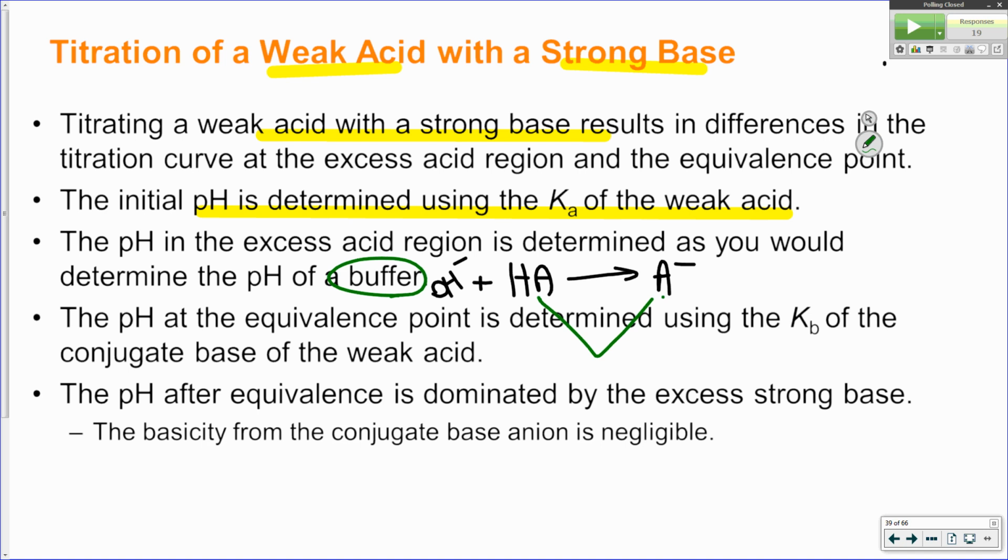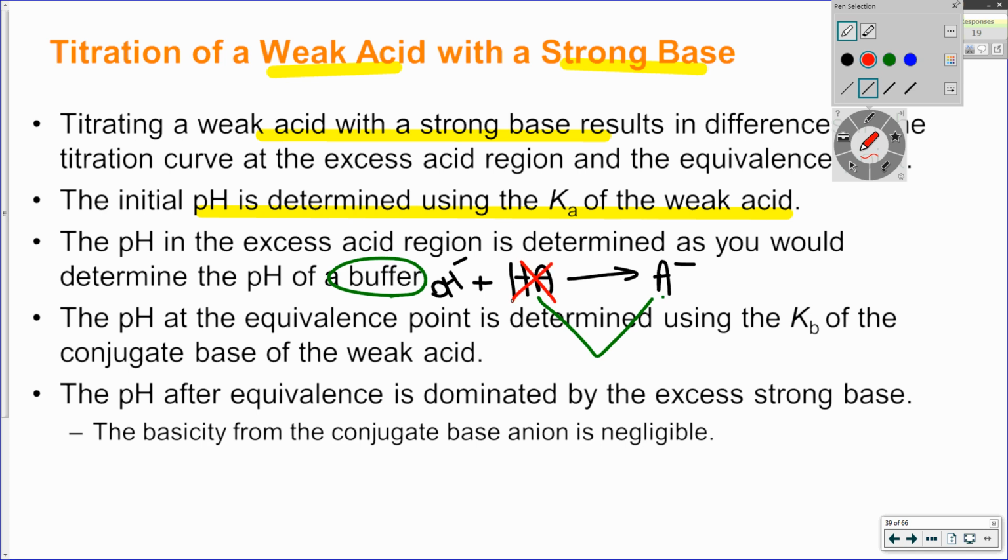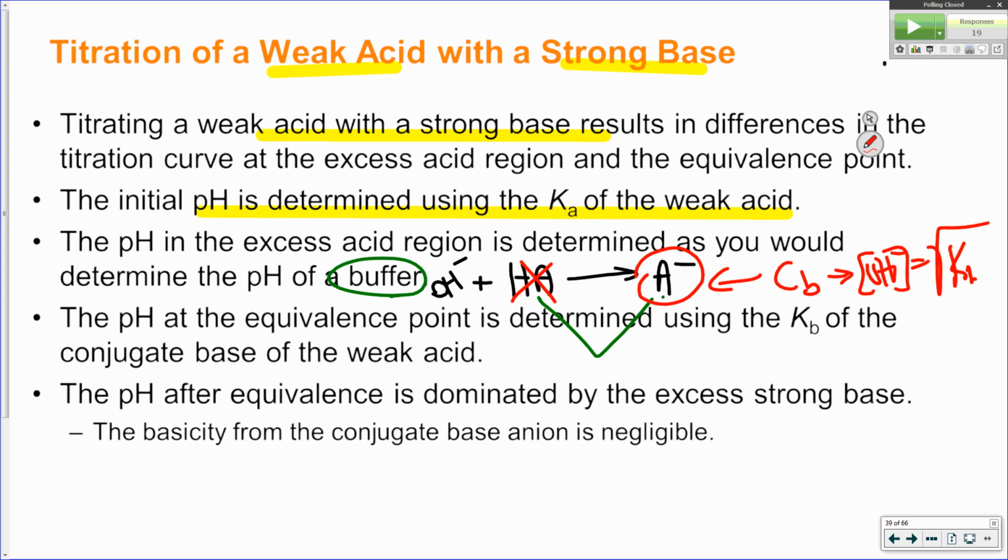At the equivalence point, I'm left with just a weak base, so all of the HA has been converted into the A minus. So I find out the concentration of this weak base and treat it with the simplified quadratic for a weak base. OH minus is equal to the square root of KB times C. All right, and that's what the pH is going to be at the equivalence point. And this is not going to be pH 7. It's something different. It's going to be higher than 7.